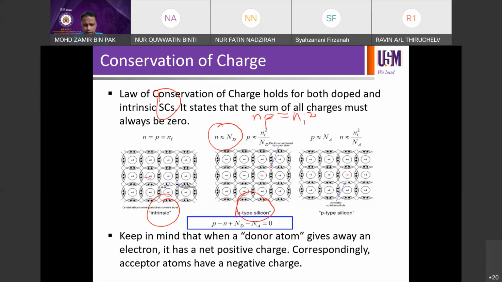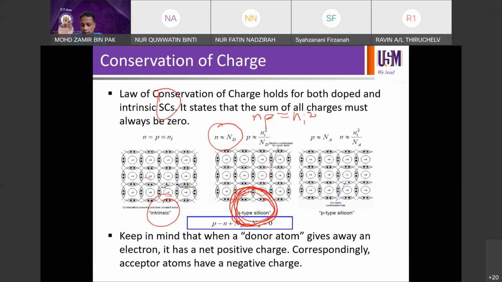In N-type silicon, I want it to be clear first. In N-type silicon, which carrier is the majority carrier, electron or hole? Once you are clear on the majority, then only you're going to do all the calculations correctly. If you get this wrong, then the rest is going to be wrong as well.